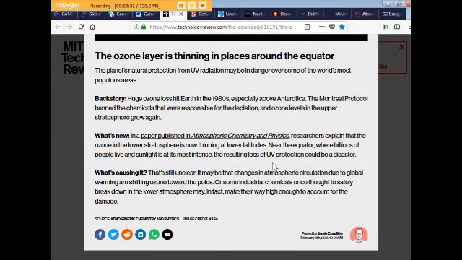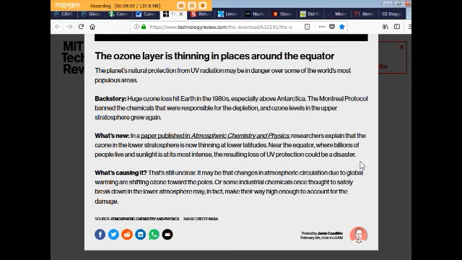What's new? In a paper published in Atmospheric Chemistry and Physics, researchers explain that the ozone in the lower stratosphere is now thinning at lower latitudes. Near the equator, where billions of people live and sunlight is at its most intense, the resulting loss of UV protection could be a disaster. What's causing it?